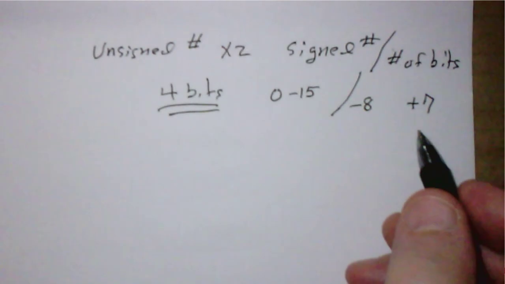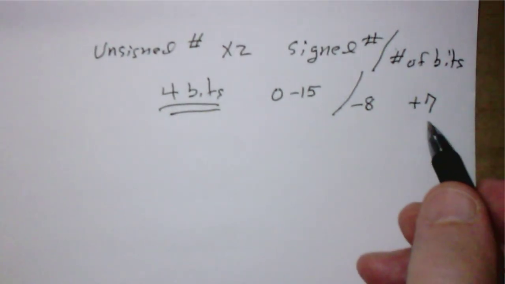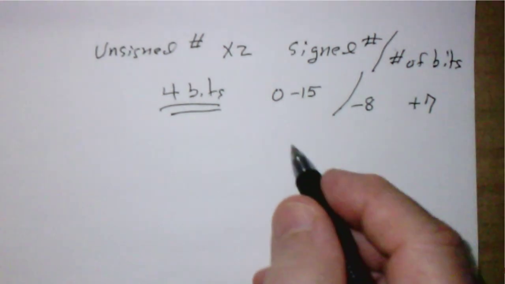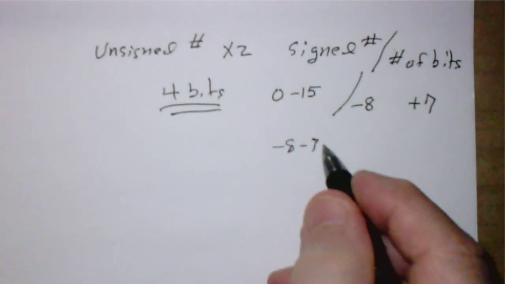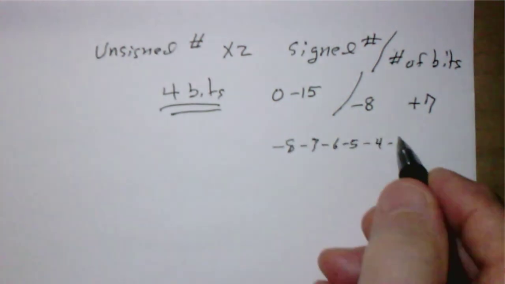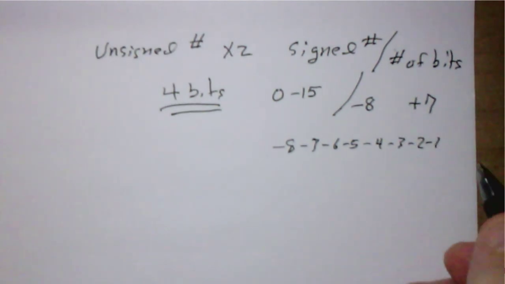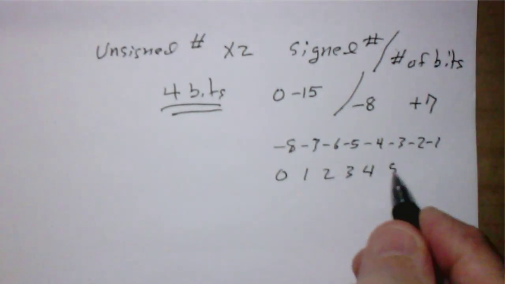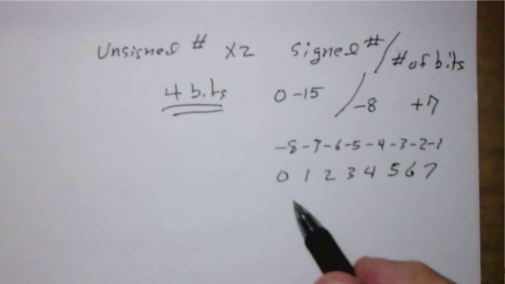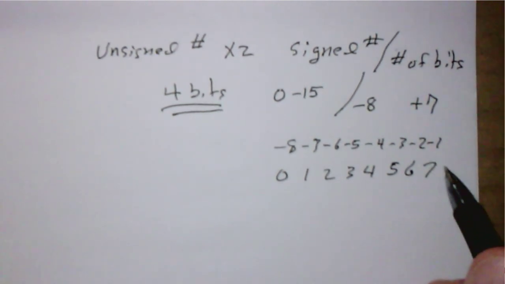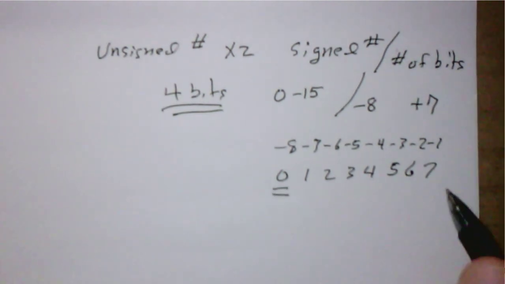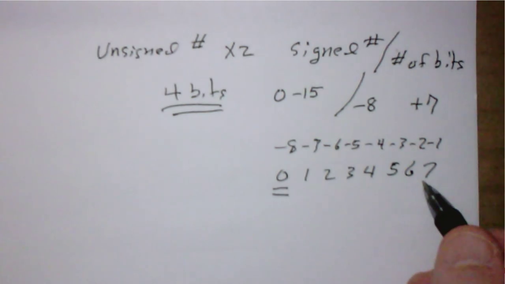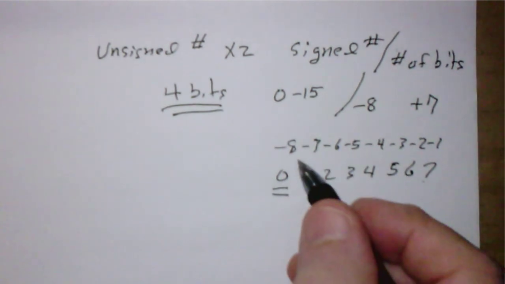Now that doesn't seem right. Why do you get one more negative than you get positive? The answer is that on the negative side, there is no negative 0. So you have minus 8, minus 7, minus 6, minus 5, minus 4, minus 3, minus 2, minus 1, but there is no minus 0. And on the positive side, you have 0, 1, 2, 3, 4, 5, 6, 7. So you actually have exactly the same number on the plus and the minus sides. It's just that you have to have 0, so it appears that you have one less on the positive side, but you don't. It's just that your biggest number is plus 7 and your smallest number is minus 8.